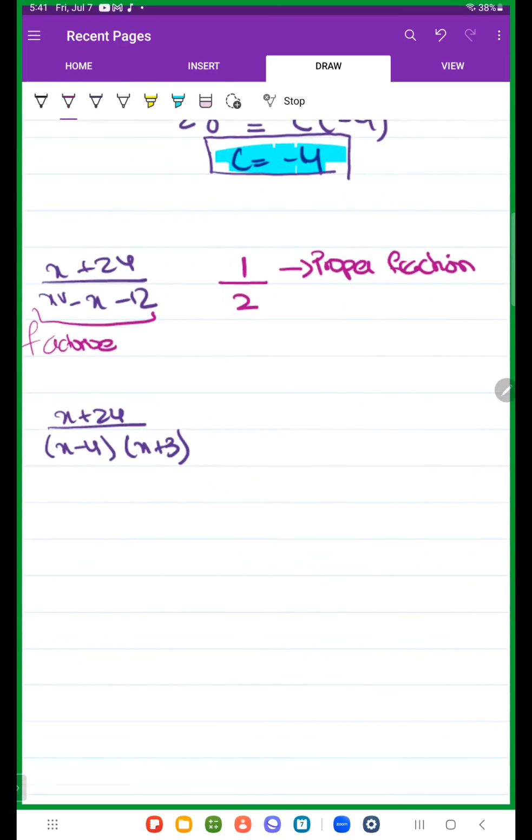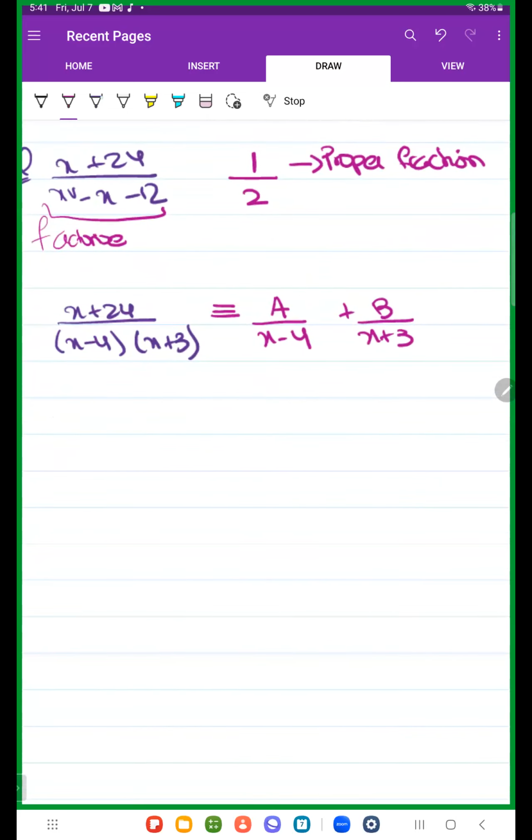Now we write equals to a over x minus 4 plus b upon x plus 3. Yes? Okay. Now what do we do? You take the LCM on the right side. We do a into x plus 3 plus b into x minus 4 upon x minus 4 into x plus 3.